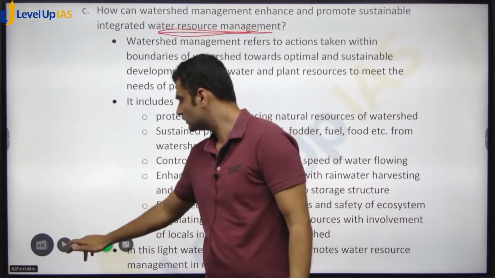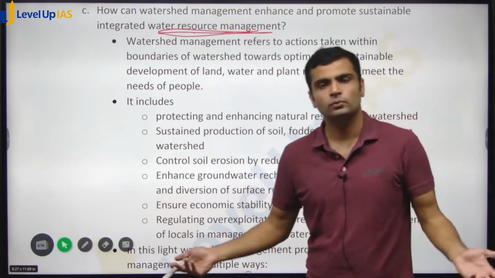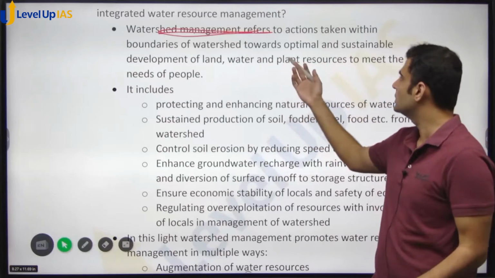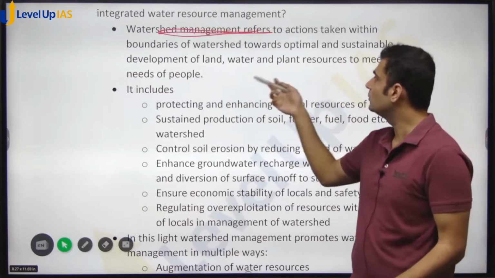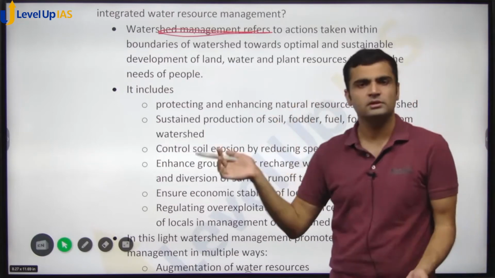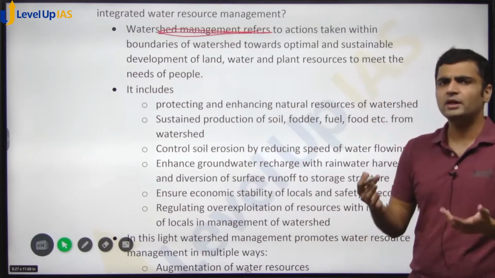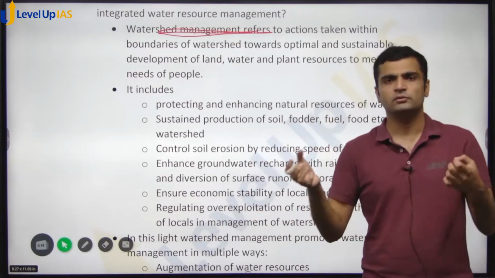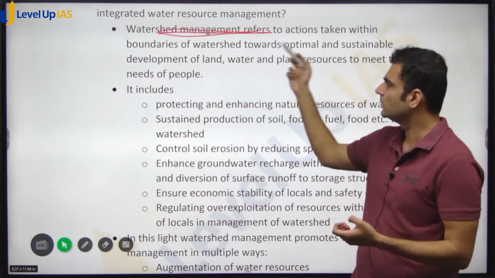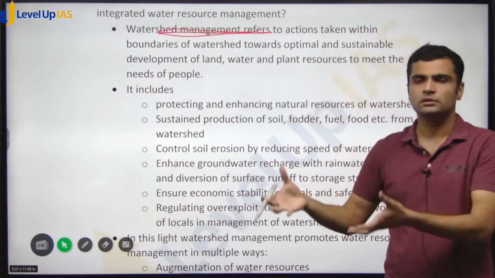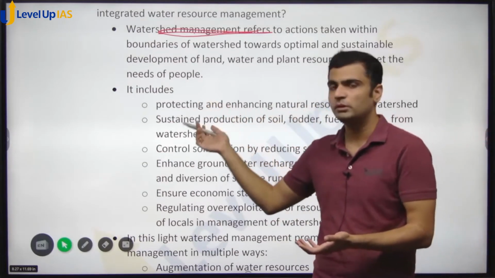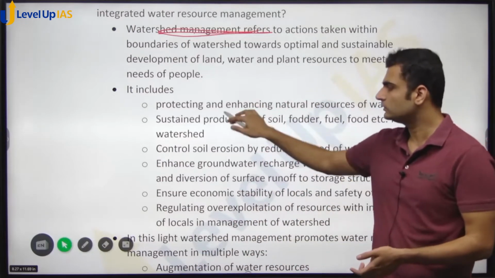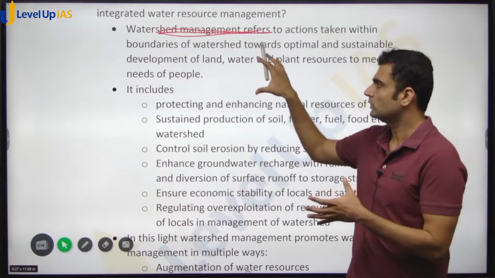Okay, fine. Introduction, you just have to define watershed management. Actions taken within boundaries of a watershed towards optimal and sustainable development of land, water and plant resources to meet needs of the people. Simple definition of watershed management. Any kind of management, this is what we are doing. We are trying to balance ecosystems with our human needs. Optimal sustainable development of land, water, plant resources on that watershed towards meeting needs of the people as well as protecting watershed functioning. So basically, I have tried to include what watershed management includes.